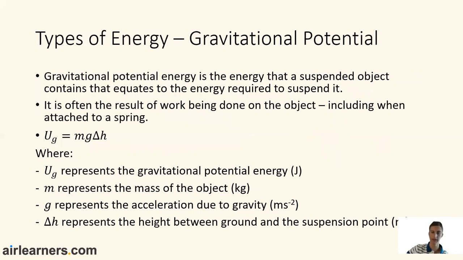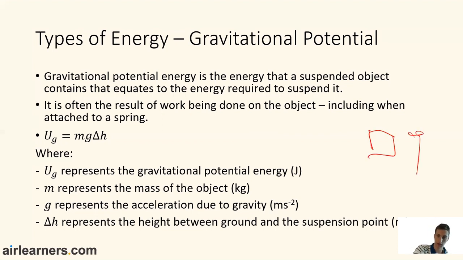Okay, gravitational potential energy. Gravitational potential energy is the energy that a suspended object contains that equates to the energy required to suspend it. It is often the result of work being done on the object, including when attached to a spring. And we'll have a look at springs a little bit later on.